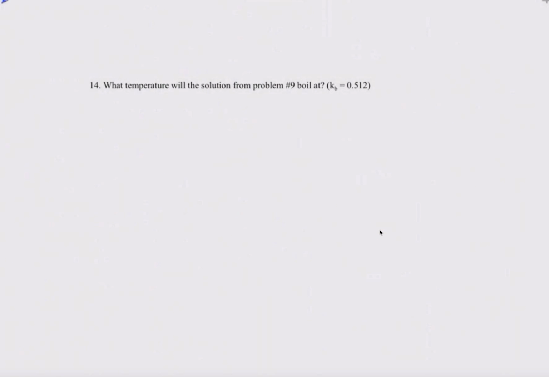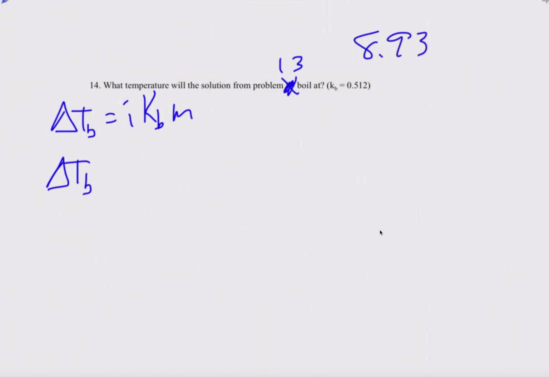What temperature will the solution from the previous problem, which was number 13, boil at? Okay, the calculation for the change in boiling point is the i times the boiling point constant times the concentration, or molality. Okay, so in the last problem we had an 8.93 molal solution of KCl. So we've got the concentration, 8.93. We've got the Kb. We need to know the i, which is called the van 't Hoff factor.